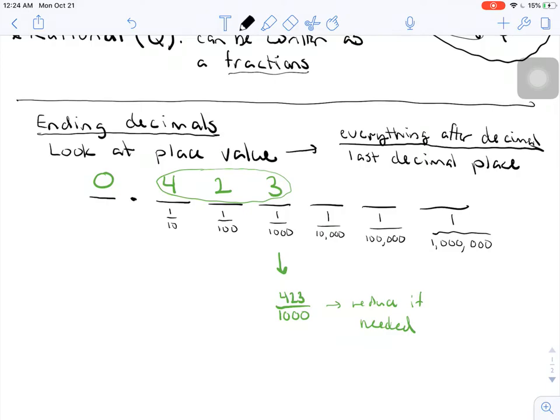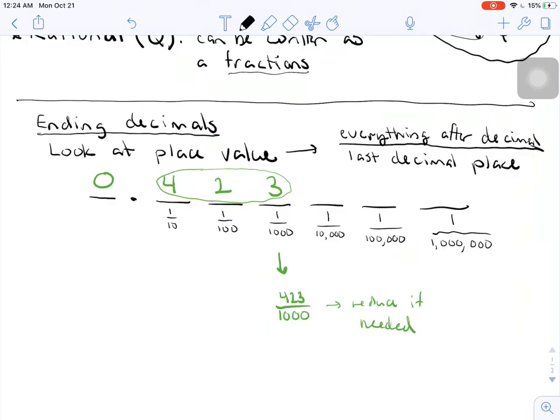Once it is a fraction, then you should look at your fraction and see if you can reduce the fraction from there. If you can reduce it, then you should reduce it. So that's how you deal with an ending decimal. Everything after the decimal point becomes the numerator, and the denominator is whatever the last decimal place is.